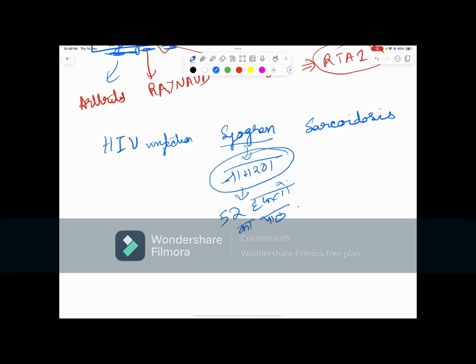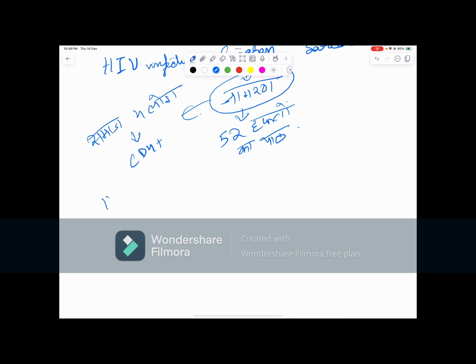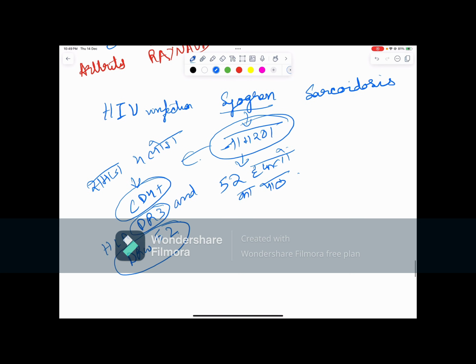So who are in Jagran? Those 4 people of the society, that is CD4 plus cells, and they are associated with HLA DR3 and DRw52. How to remember that? See, you have those 4 people of the society coming from 3 directions, and this is the 52 weeks Jagran. By that you can remember, you can learn Sjogren syndrome.